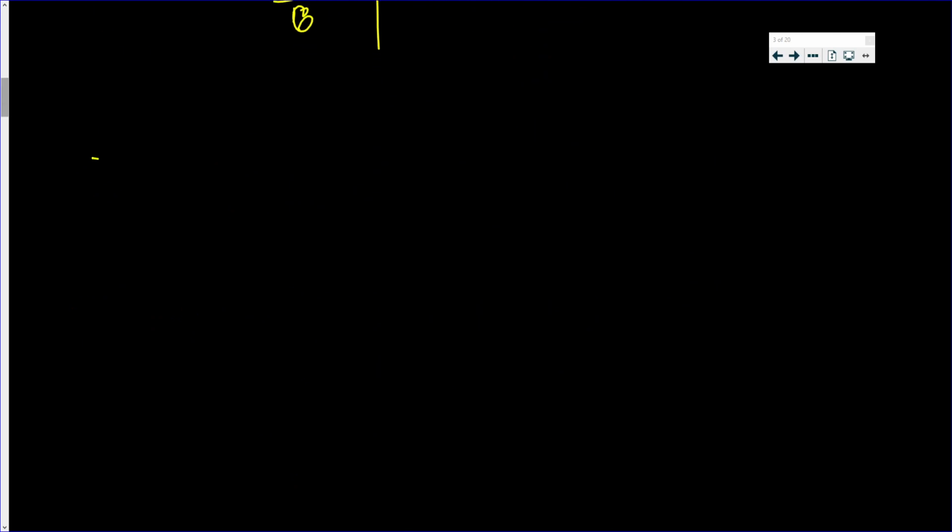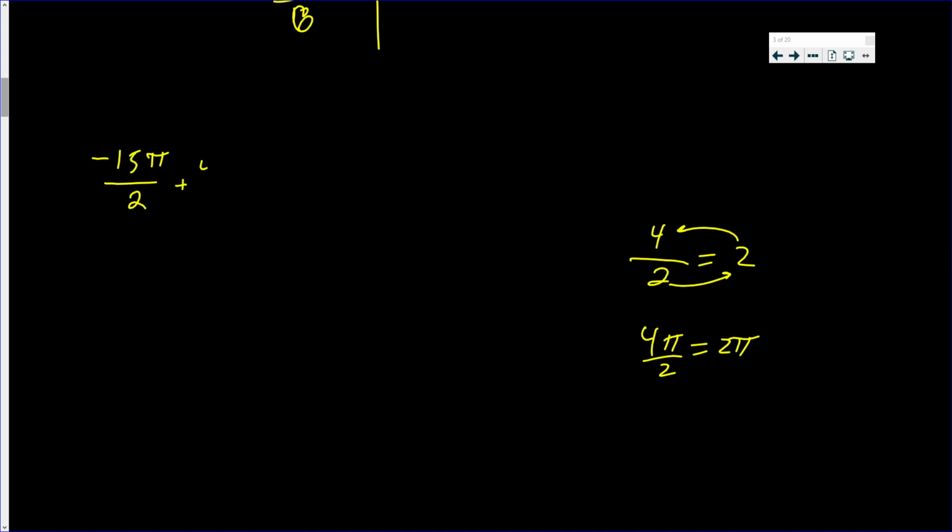Suppose you have negative 15 pi over 2. So what over 2 gives me 2? Because I can only add 2 pi. And the answer is 4. That is, 4 pi over 2 is equal to 2 pi. So I can add 4 pi over 2.